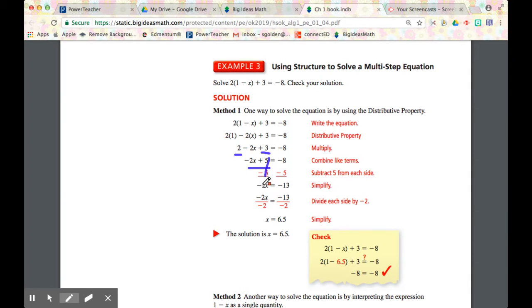So from here, I still have negative 2 times x. To get rid of it, we do the opposite and divide. Don't try to add this 2. If you add this 2, you're moving the 2 and the x to the other side, which would then cancel everything over here, and that won't do anything good for us. So we divide both sides by negative 2, and we're left with x equals 6.5. Okay, and again, you can plug it back in for x to verify that it does work.